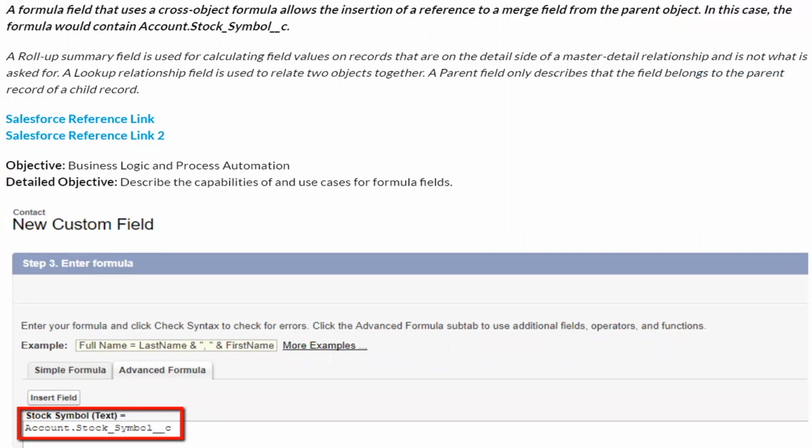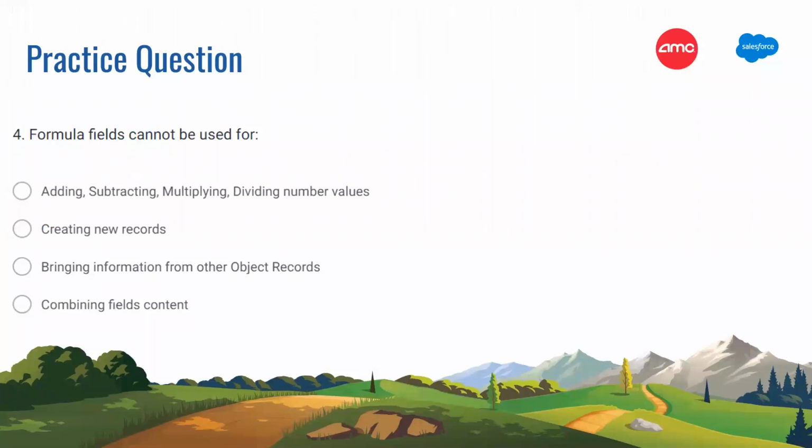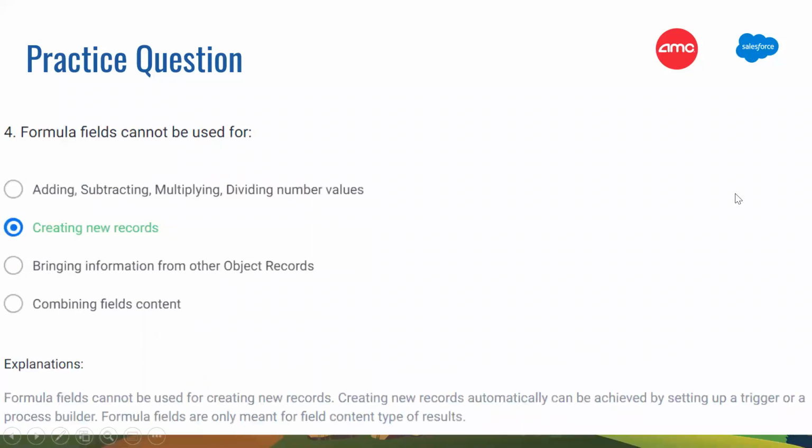Perfect. Okay. I think just a couple more. Formula fields cannot be used for adding, subtracting, multiplying, dividing, creating new records, bringing information from other object records, or combining fields content. Creating new records. Yeah. All right. So that one's good. So it shows some of the ways you can do that down there. But yep, can't create a new record with a formula.